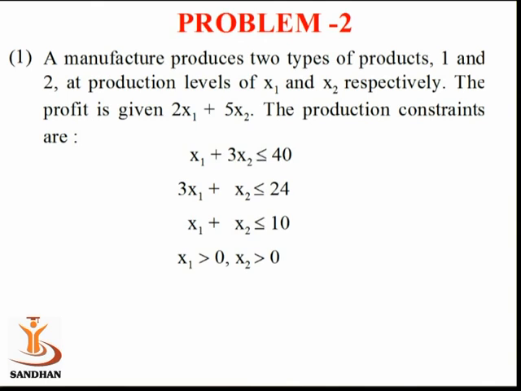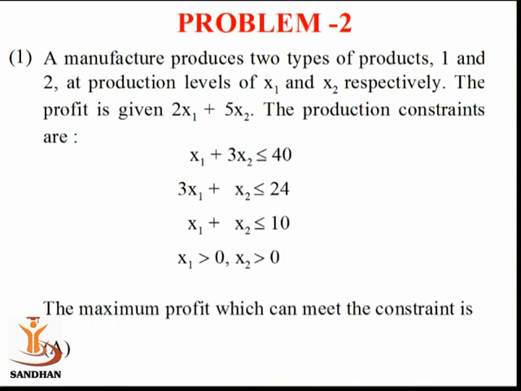3x1 + x2 ≤ 24, x1 + x2 ≤ 10, x1 ≥ 0 and x2 ≥ 0 is the non-negativity condition. Now they are asking which is the maximum profit that can meet the constraints. Out of 4 options we have to select whether it is 29, 38, 50 or 75. So friends, after solving you have to select A, B, C or D.